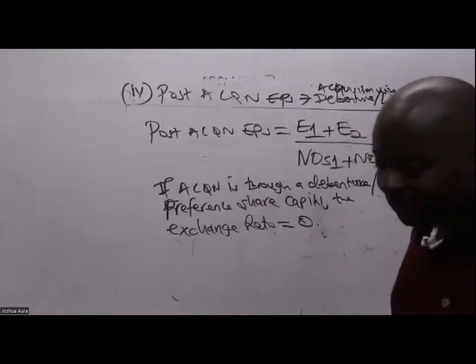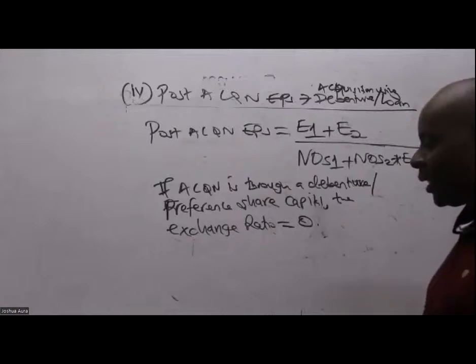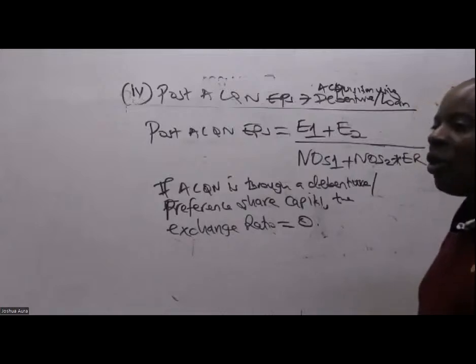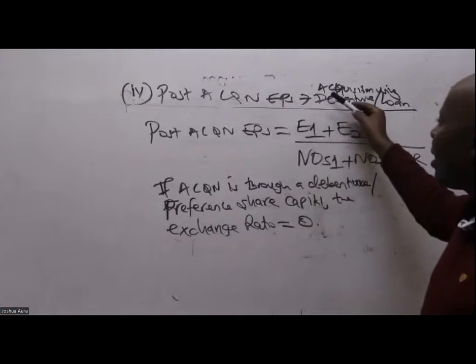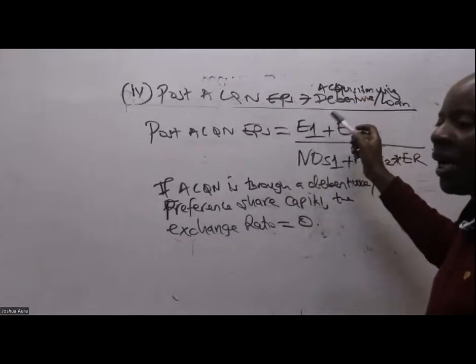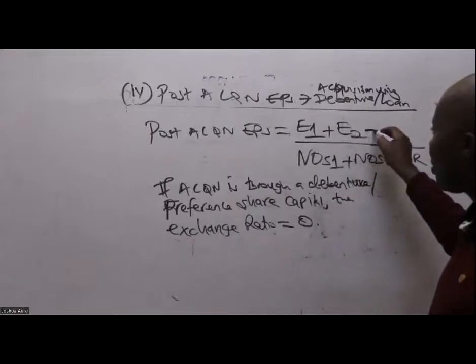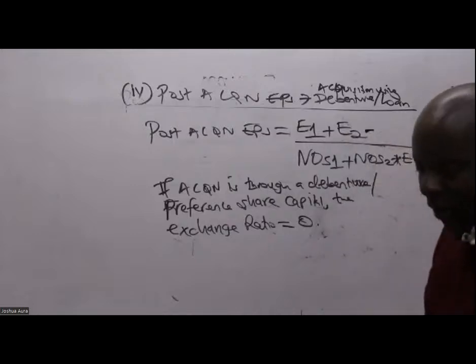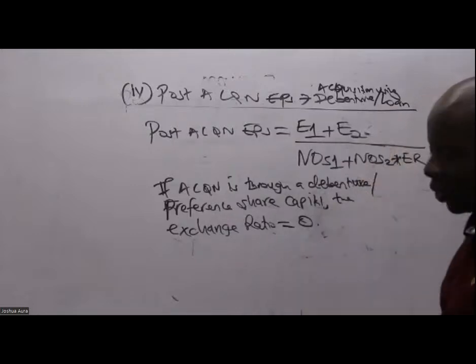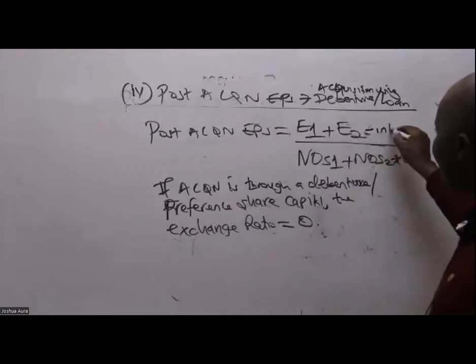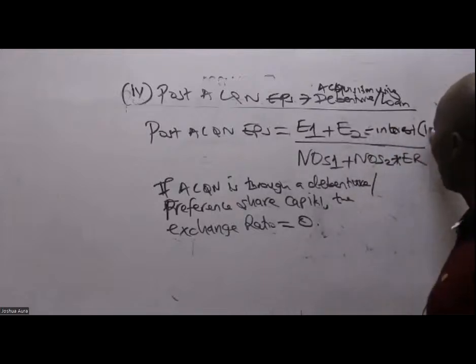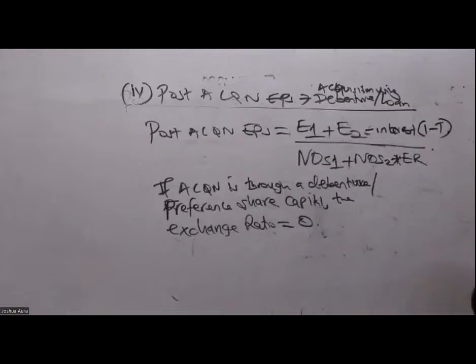Very important there. Now, ladies and gentlemen, please listen to me very well. When we acquire a target company using a loan, we're going to introduce a very important expense. This expense is called interest, which will reduce this. So minus interest, very important. If it's debenture, minus interest, and of course this interest must be after tax, because interest is a tax allowable expenditure.